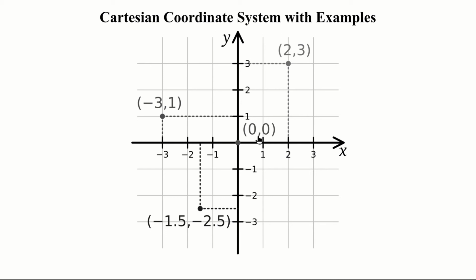So (0, 0) itself means start at the origin, don't move to the left, and don't move up or down, right? Don't move left or right, and don't move up or down. So where would you end up? Right there at the origin, right?